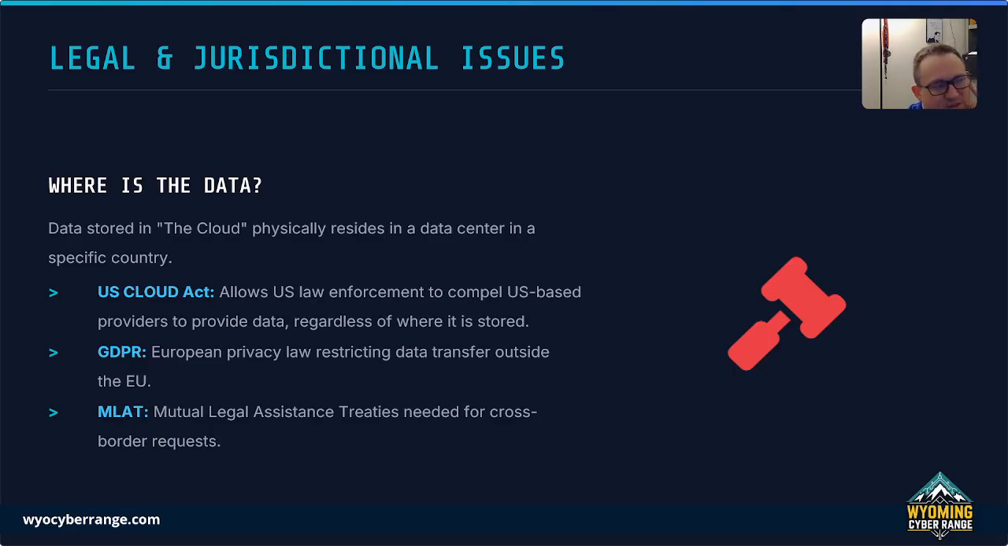There are other laws like GDPR, European privacy law, that strictly regulates and restricts the transfer of personal data outside of the EU and how it's handled. And then the last thing is going to be MLATs. This is something that has become newer in the industry. They're mutual legal assistance treaties, basically diplomatic agreements that say, if I need evidence from another country, do we have an agreement that says yes, we can get evidence from another country, anything that's going to be across international borders.